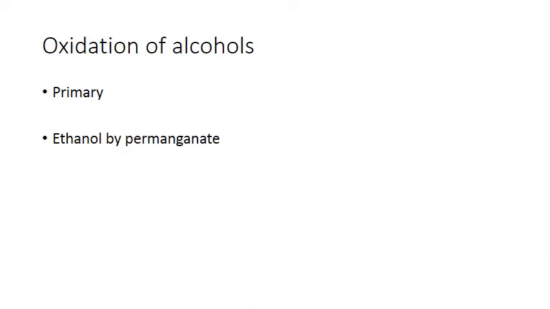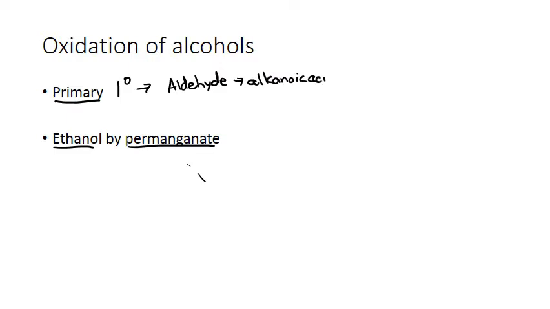All right, so we're going to have a look at the oxidation of alcohols, okay? And I'm going to look at just the primary. I'll do the secondary on the next slide. And we're going to look at ethanol by permanganate. Okay, so I know my primary alcohol oxidizes to aldehyde, and then to an alkanoic acid. All right.